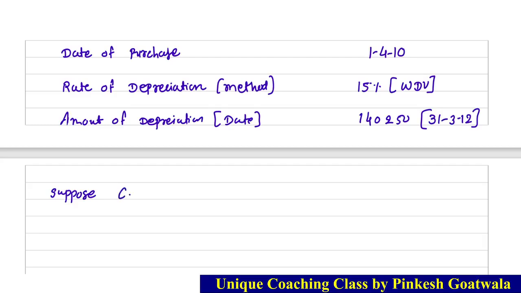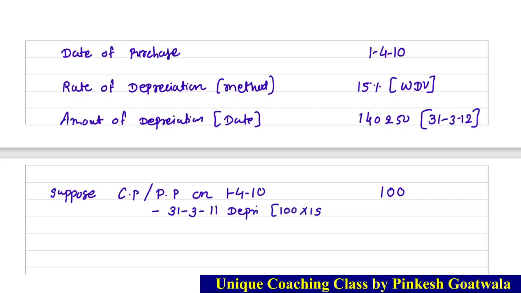Suppose cash price or purchase price. When was it purchased? 1st April 10, it is 100. Then when the depreciation was calculated, first depreciation will be done on 31st March 11. How much will it come? Depreciation will be 15% of 100, so it will be 15.